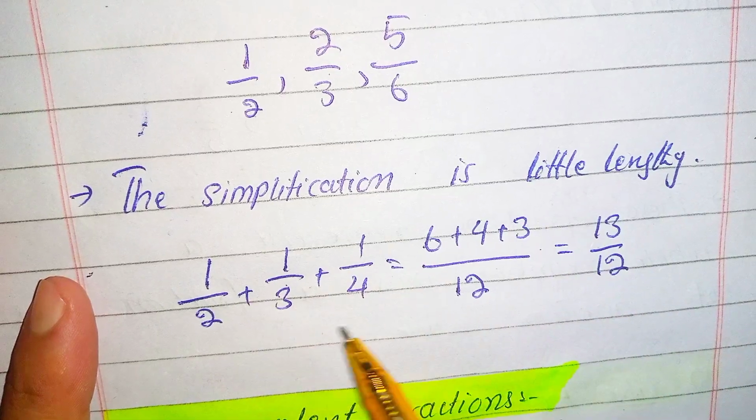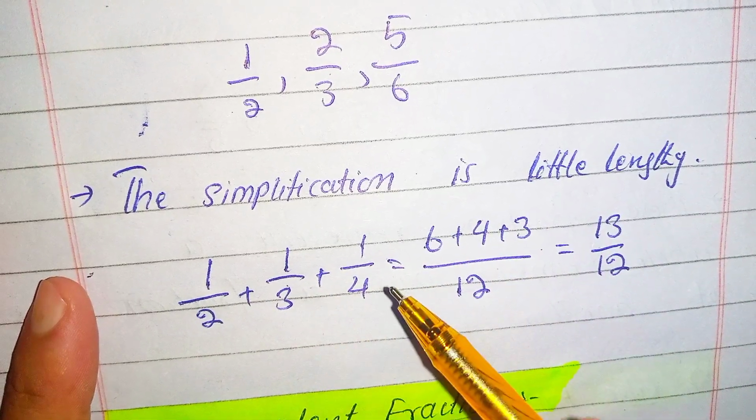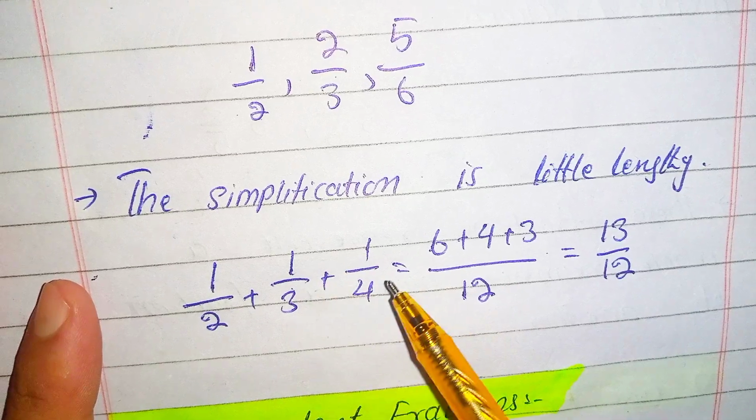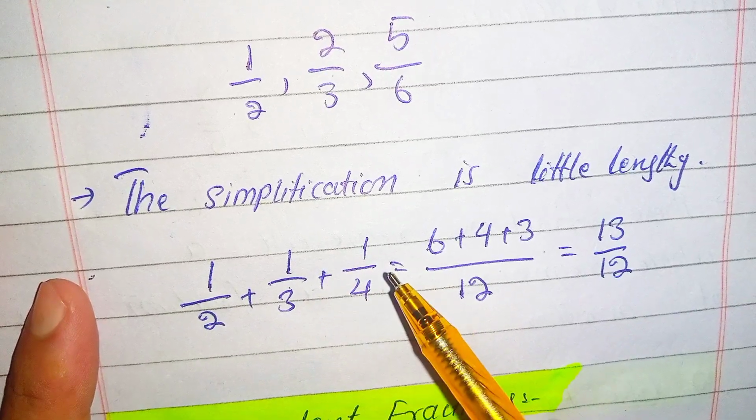So the simplification of such fractions is slightly lengthy, and it takes time as compared to the fractions with the same denominator, or like fractions, right?